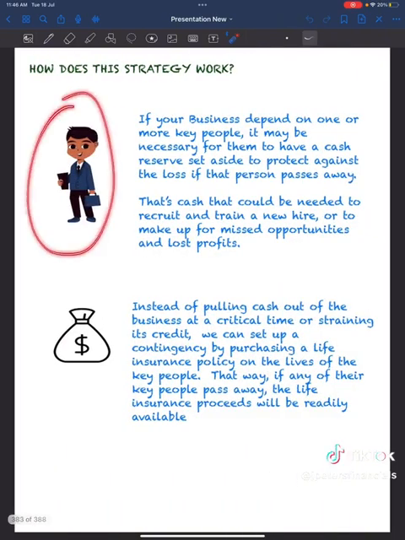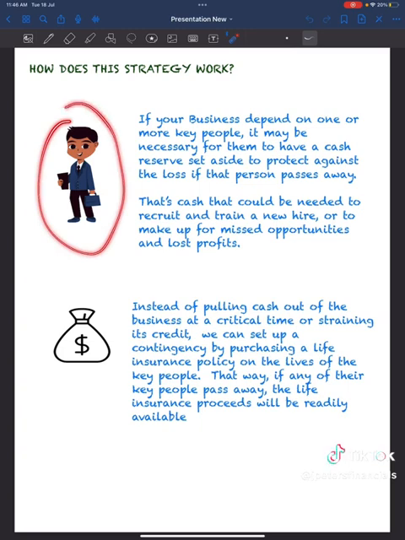So let's say you have a business and it depends on more than one key person. It may be necessary to have a cash reserve set aside to protect against one of those key persons passing away. For example, if you have a store and you have a salesman who's bringing in plenty of sales, right? Let's say he brings in $200,000 to $300,000 a year. If that person was to pass away, it may not be easy for you to replace them.